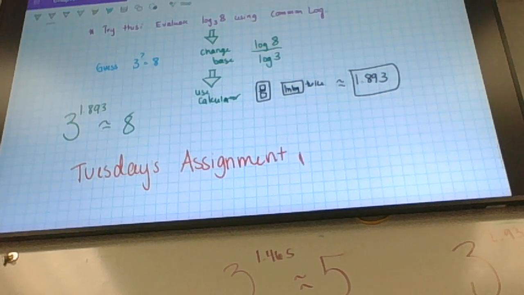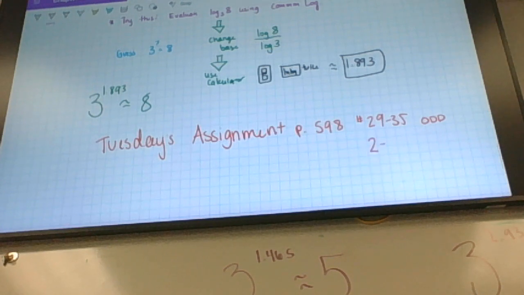Today's assignment is page 598, 29 to 35 odd. That's using the change of base formula. And then you're going to do 2 to 28 even, and that's just like yesterday's work. So the only new thing I told you today is the change of base. The rest of it is still practicing from yesterday.